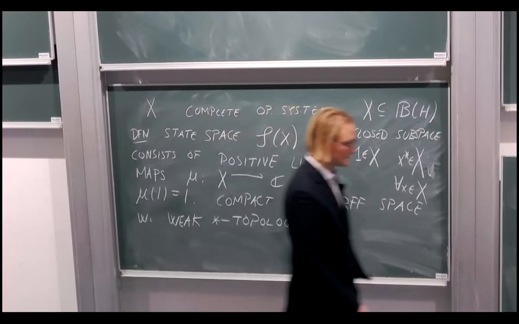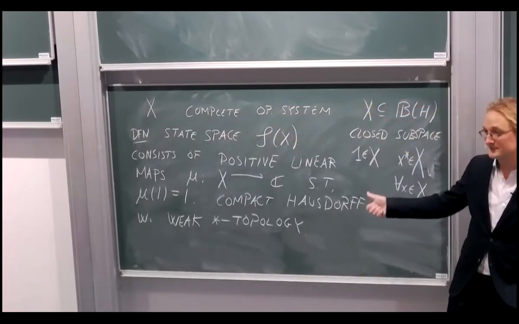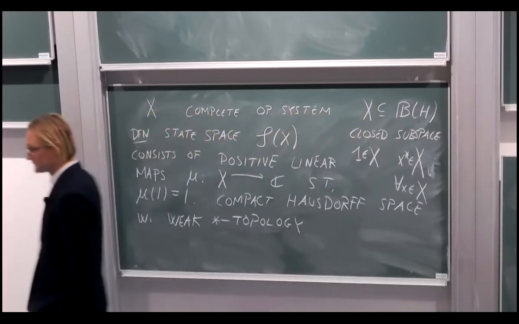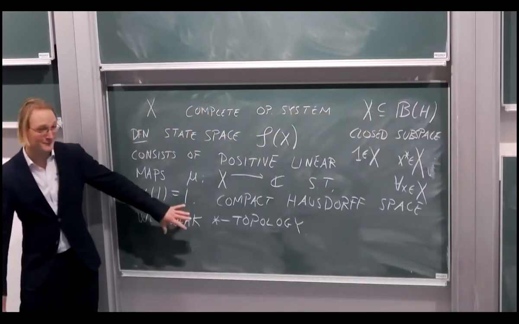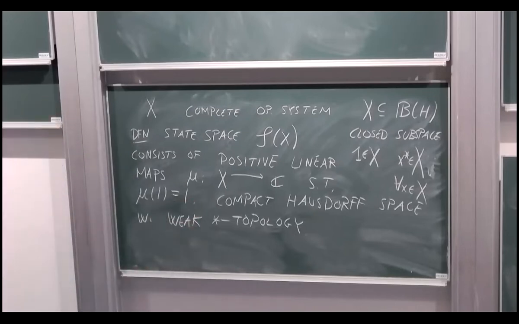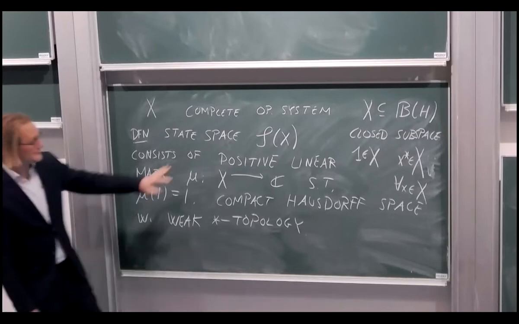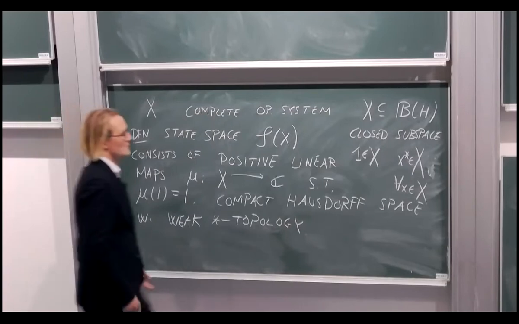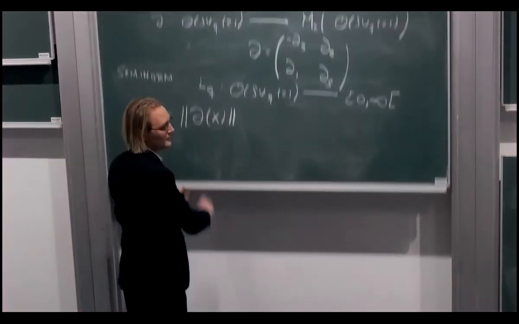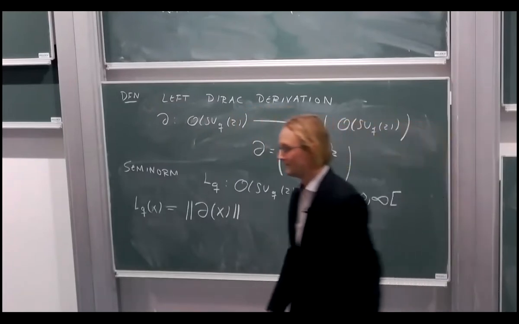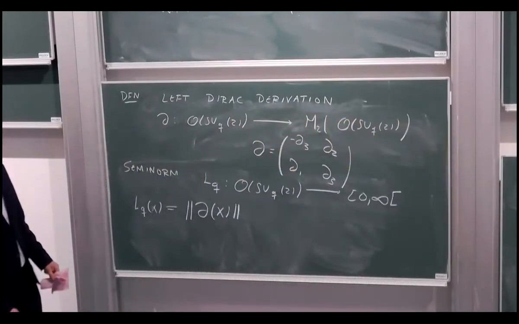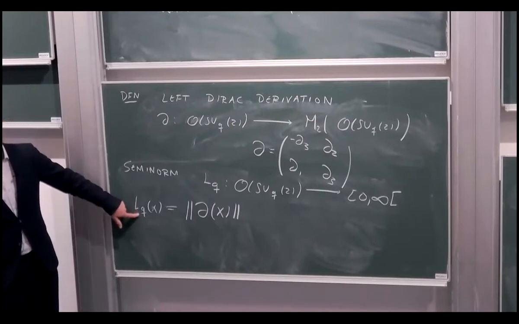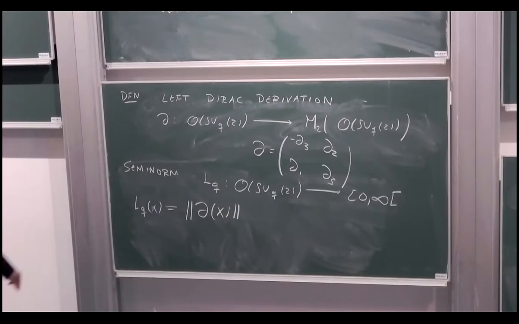And I'm interested in metrics on this state space, and in particular those metrics which metrize the weak star topology. There's a fundamental observation that there are plenty of metrics on the state space, and they come from semi-norms on this operator system. Does this L stand for left or Lipschitz? This stands for Lipschitz. It's not for left, because I could have used right instead.